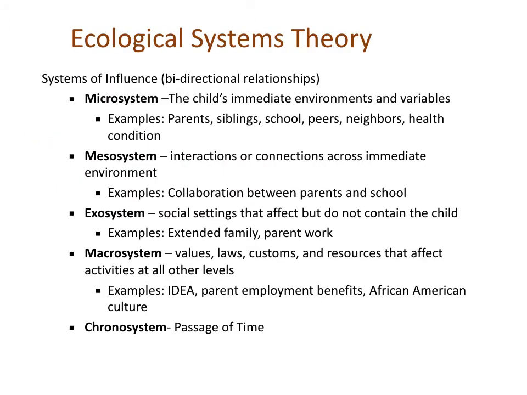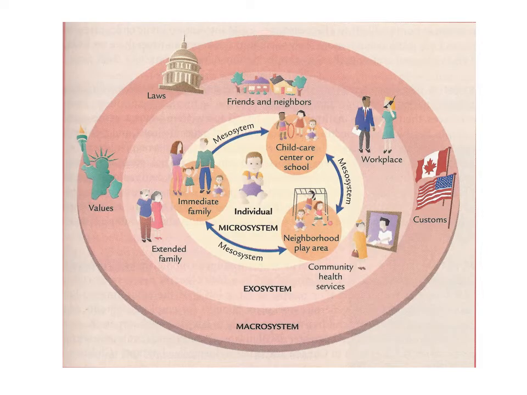Okay, here's the overview of ecological systems theory. There are five systems of influence. The first one is the microsystem. The microsystem is a child's immediate environments and variables that the child is directly and always exposed to. For example, family, school, religious institution, neighbors, and peers. As in this figure, you can see this young child's microsystem, that is immediate family, child care center or school, and neighborhood play area.